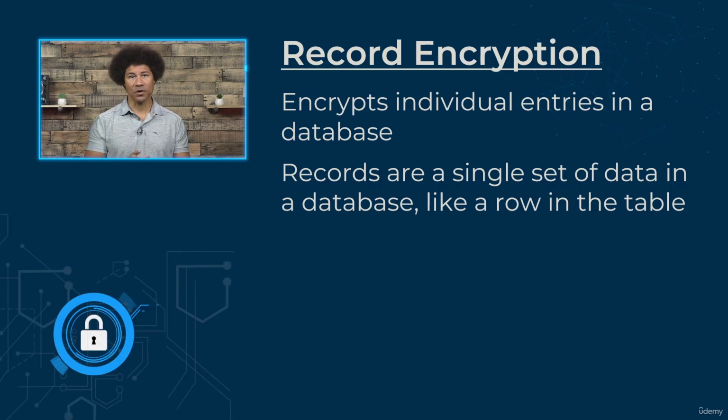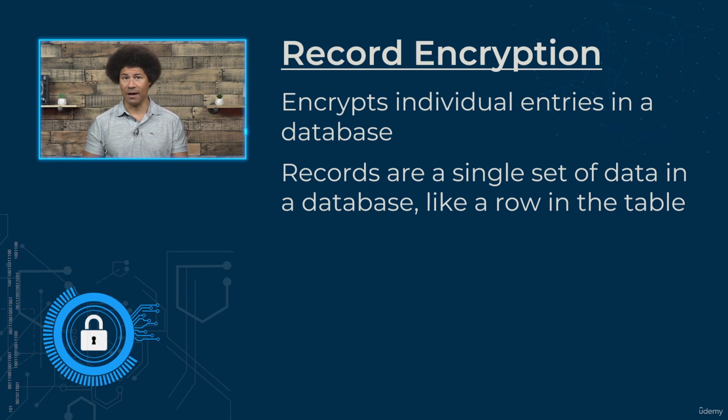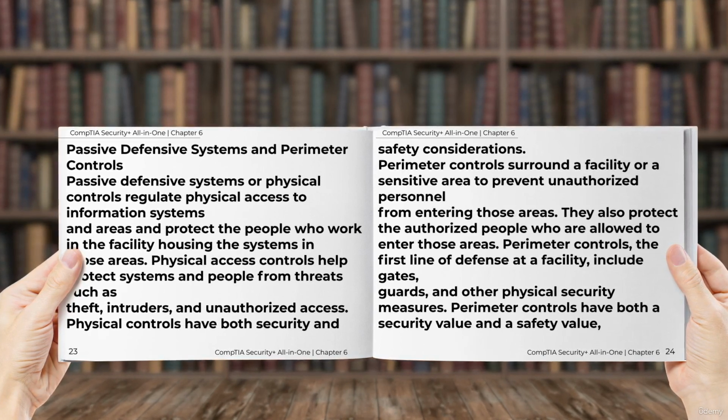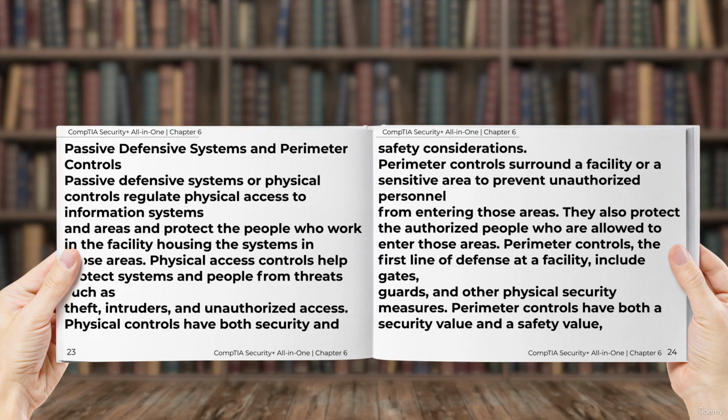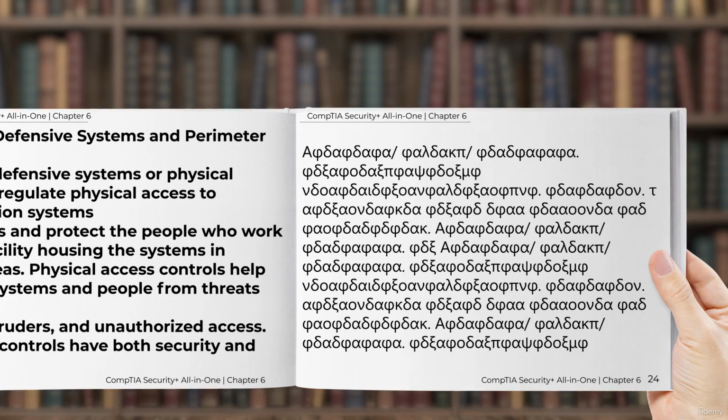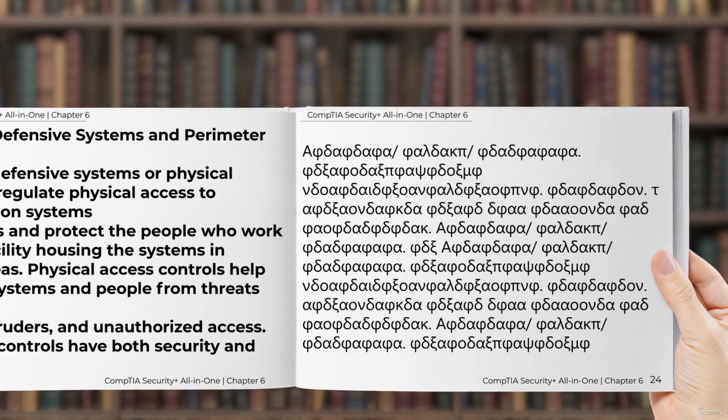Record encryption refers to encrypting the individual entries within the database or the file. A record can be thought of as a single set of related data, like a row in the database table. Record encryption ensures that even if someone steals the database or tries to access it, individual records remain protected. If you think of a book as a file, then a page or a paragraph in it could be a record. Encrypting a record is like putting some text in secret code on a specific page. Even if someone opens the book, they can't understand the encrypted text without decoding it.